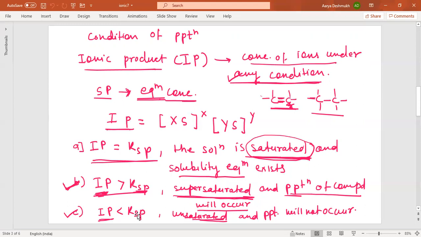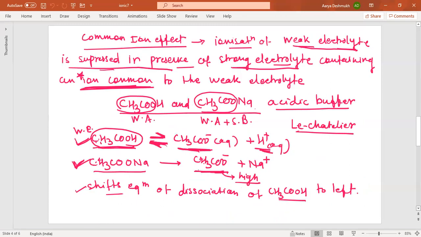If the ionic product is less than the solubility product, the solution will be unsaturated and there will be no precipitation. So these are the different conditions where you will get the precipitate. This condition is very important, when we get precipitation: when the ionic product is greater than the solubility product, isn't it? Now the next and the last concept from this chapter, that is the common ion effect.